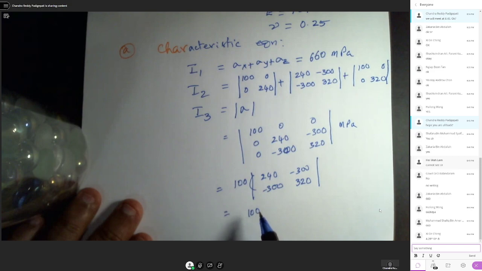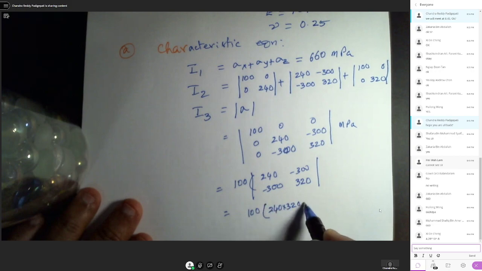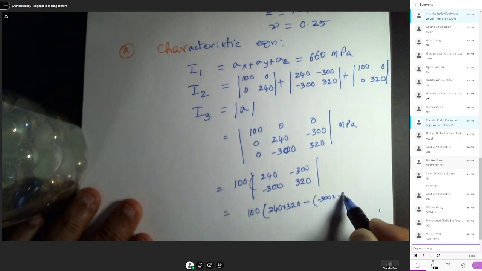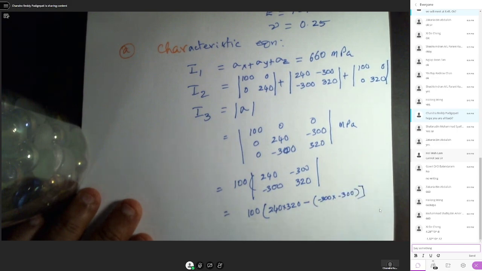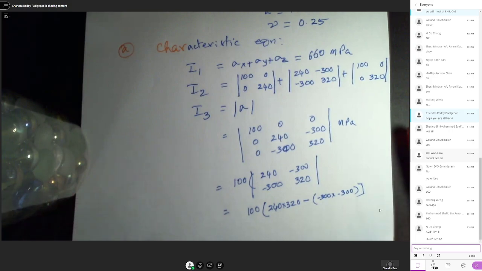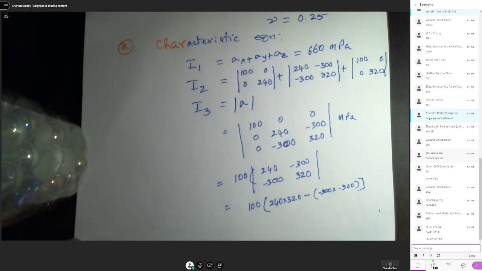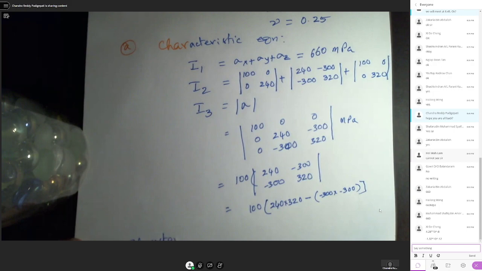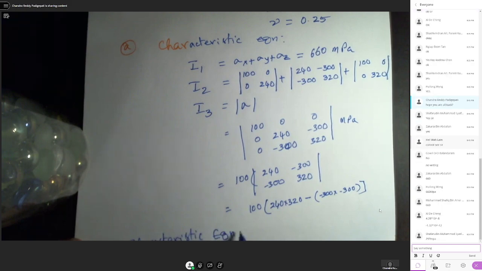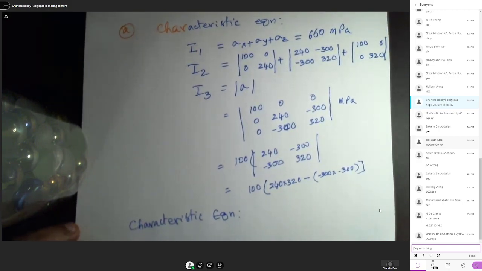4.28 into 10 power minus 8. Any other answers, guys? Okay, calculate I3 and also tell me. So anybody to confirm the answers? So Faruddin is giving 297.